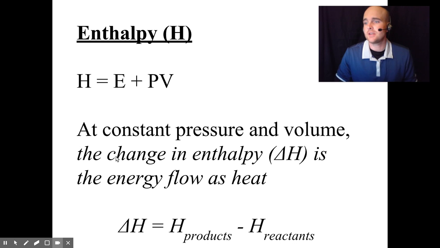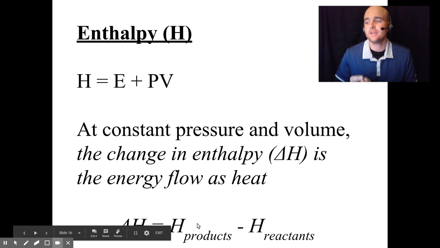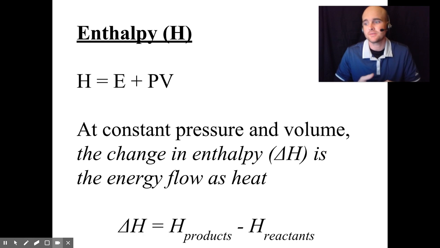So the change in the enthalpy, delta H, is the energy flow as heat. So the H products minus the H reactants is going to be my delta H. So if my products were lower than my reactants, that would be an exothermic reaction, and you see how I get a negative delta H. That's where that comes from.